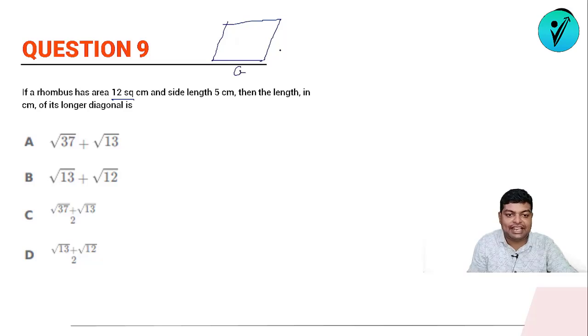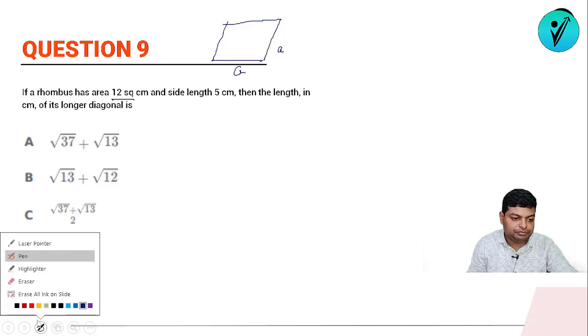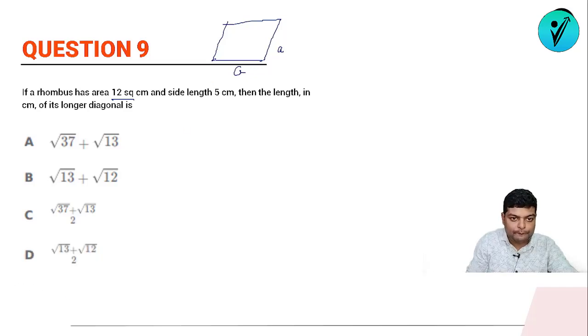So let the sides be A. Okay, and let the diagonals be D1 and D2. Suppose this is D2 and this is D1. D1 D2 will be a bit of a problem to write. One thing I do, I take X and Y. Okay, suppose this is X and this is Y.